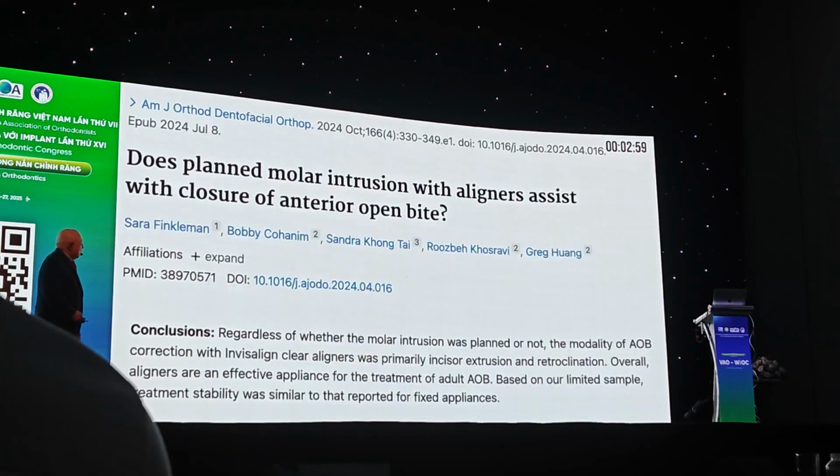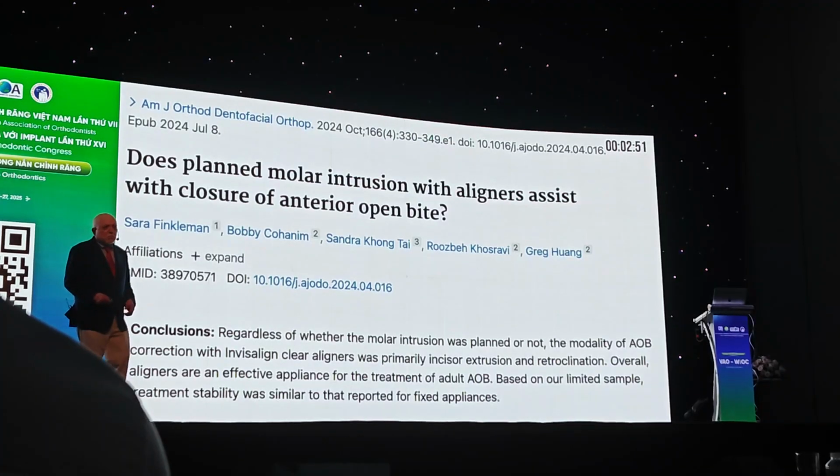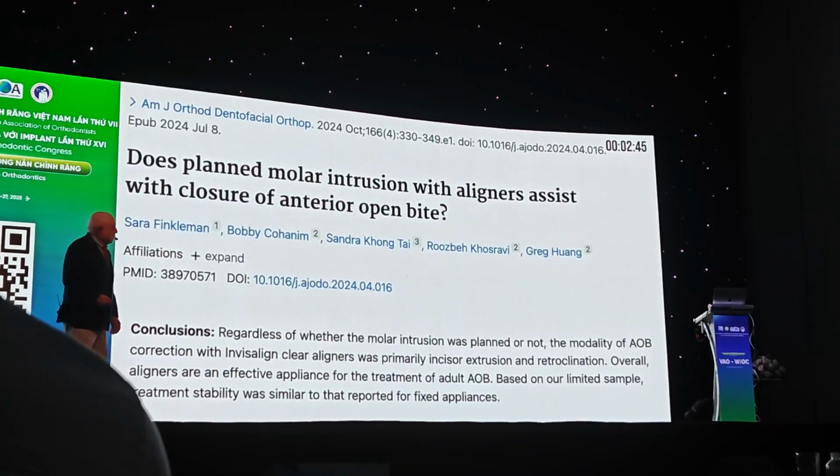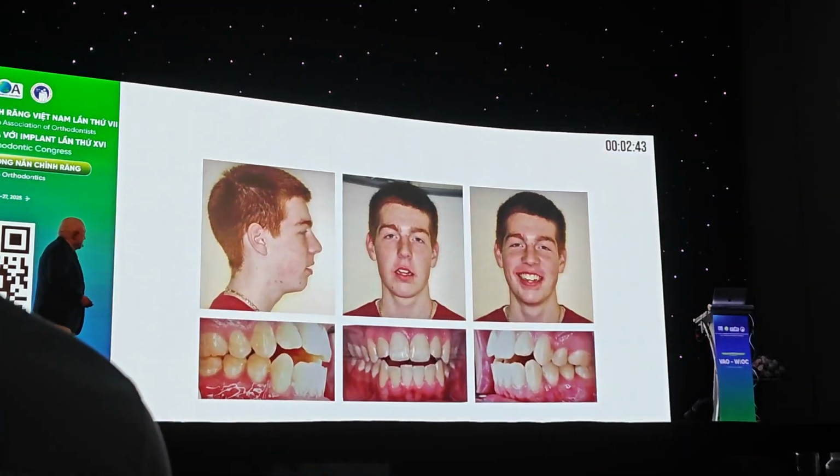Again, all these studies basically show us the changes are very small. This is the latest study. It talked about 0.7 millimeters of intrusion. These are all Invisalign cases from Sandra Dye, Ruse, University of Washington in Seattle.